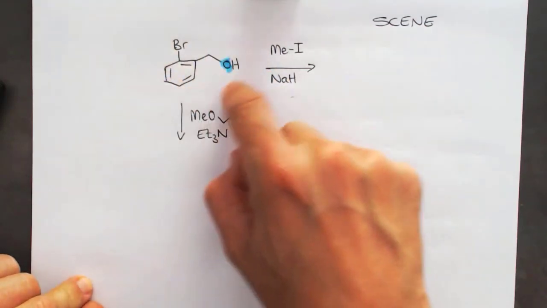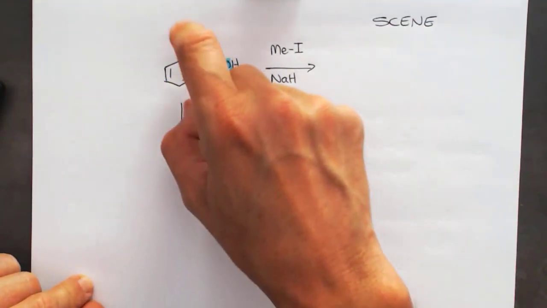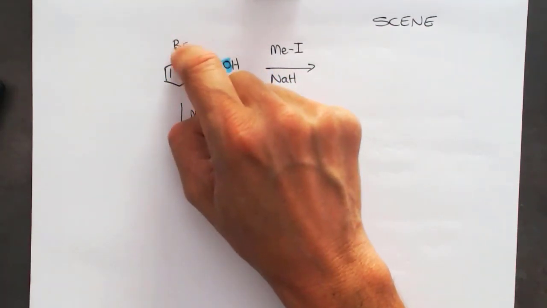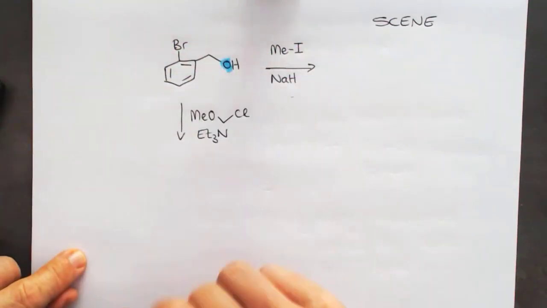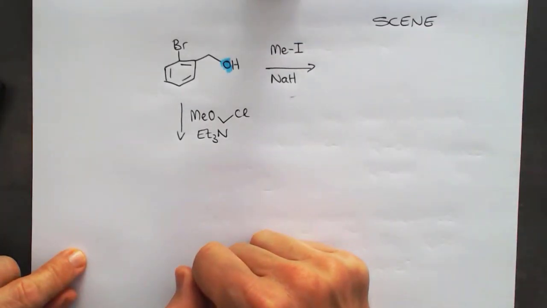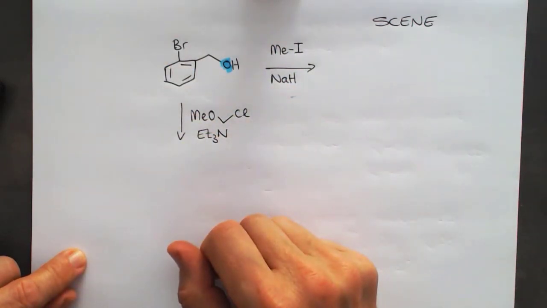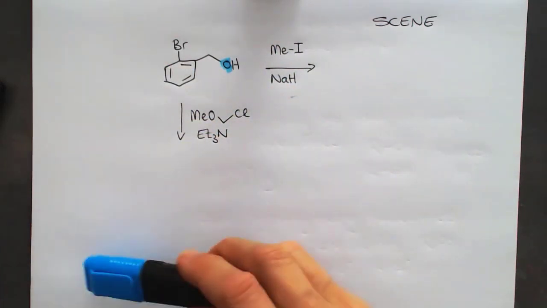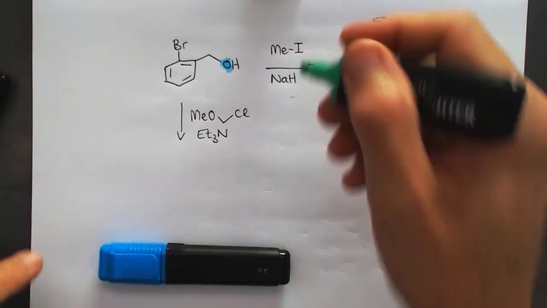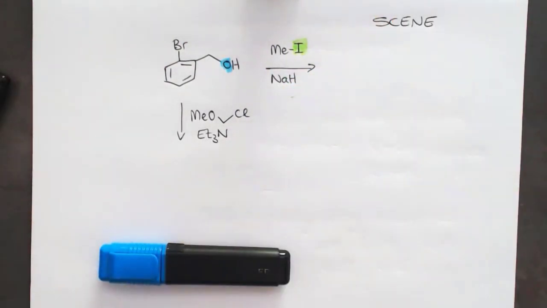There is no leaving group on this molecule over here. One of the reasons I put the bromine there was to remember that bromine on an aromatic ring is absolutely not a leaving group. So that cannot take part in a substitution reaction, and so we do not need to consider that. The leaving group, though, of course, is very clear. Over here, we've got this iodine.